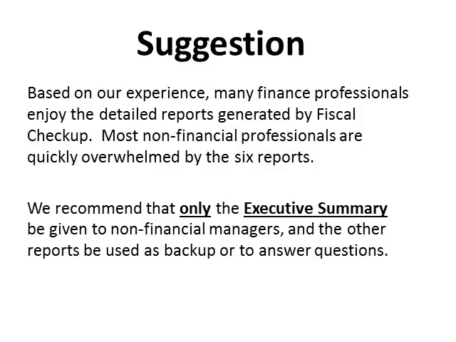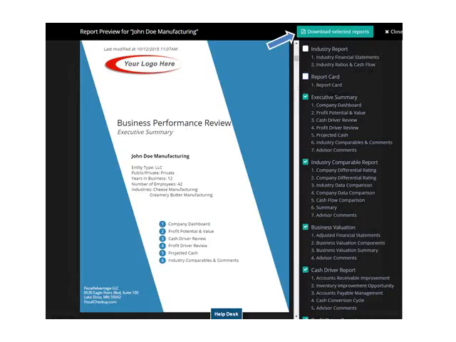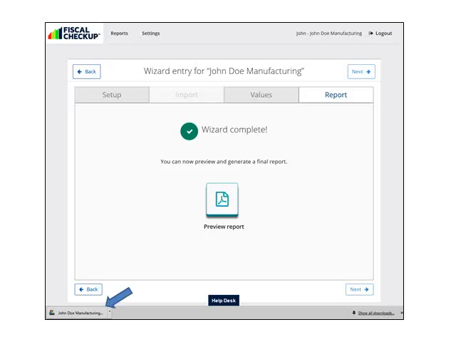Based on our experience, many finance professionals enjoy the detailed reports generated by Fiscal Checkup. Most non-financial professionals are quickly overwhelmed by the 6 reports. We recommend that only the executive summary be given to non-financial managers and that the other reports be used as backup or to answer questions. When you're ready to print, simply click on Download Report in the upper right-hand corner of the screen, and the report will be saved on your computer as a PDF file.